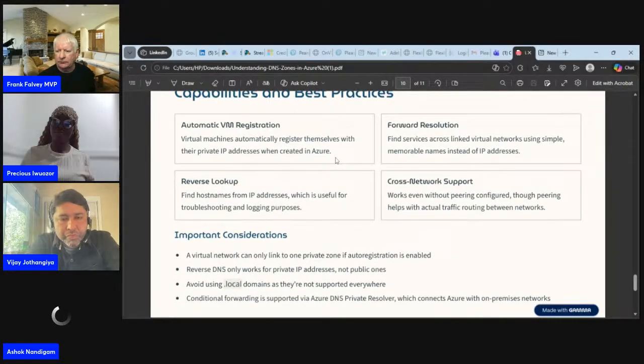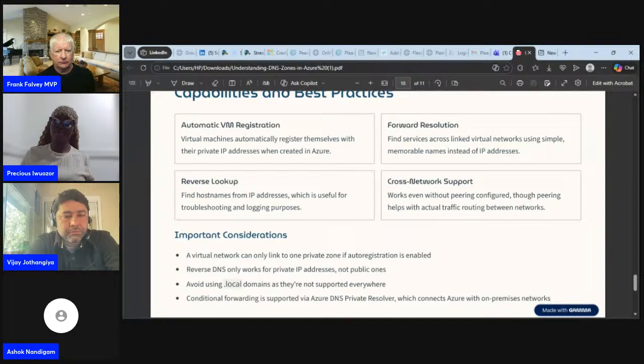Now, these are the capabilities and the best practices for using private domain name system. Automatic VM registration: virtual machines automatically register themselves with their private IP addresses when created in Azure. It also enables forward resolution. It also enables reverse lookups, where you get host names from IP addresses, which is useful for troubleshooting and logging purposes. Also, cross-network support works even without peering configuration. True peering helps with actual traffic routing between networks.